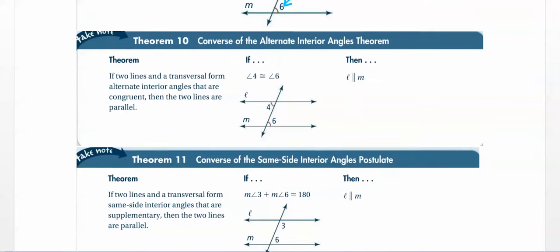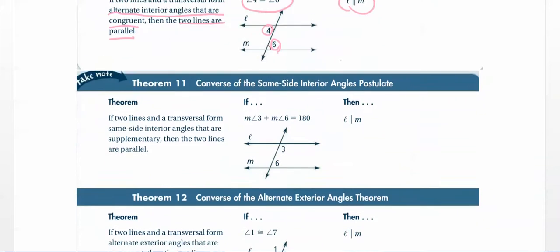Alright, now the converse of the alternate interior angles theorem pretty much says the same thing, except we're replacing the word corresponding with alternate interior. So here we have, if two lines and a transversal form alternate interior angles that are congruent, such as 4 and 6 in this picture, then the two lines are parallel. L and M are parallel. Okay, moving on.